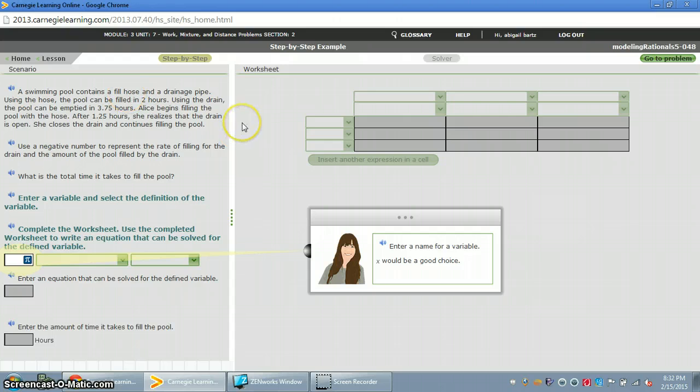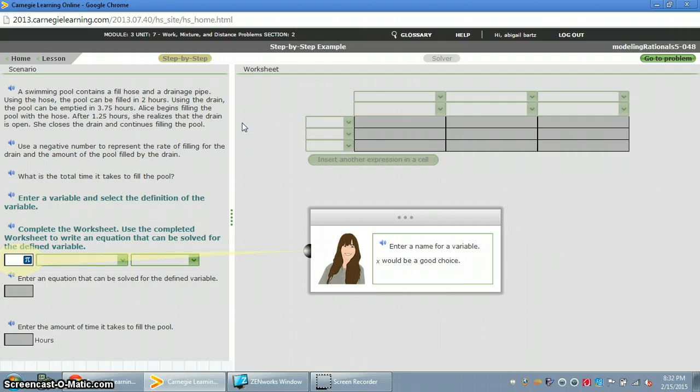So a swimming pool contains a fill hose and a drainage pipe. Using the hose, the pool can be filled in 2 hours. Using the drain, the pool can be emptied in 3.75 hours. Alice begins filling the pool with the hose. After 1.25 hours, she realizes that the drain is open. She closes the drain and continues filling the pool.